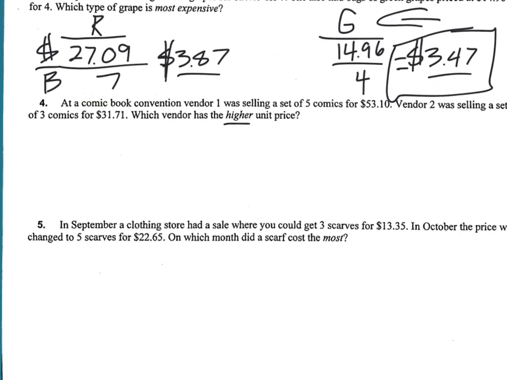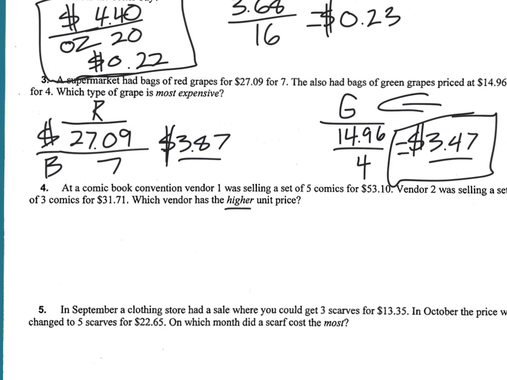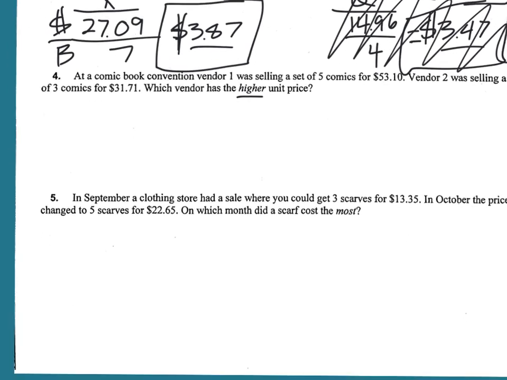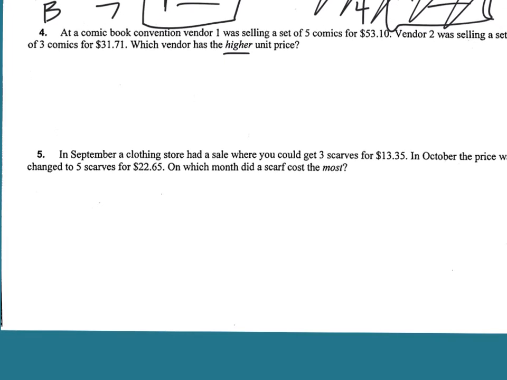And, oh, wait, you know what? Just to check, I wanted to look at number 3 again. I was wrong on number 3, wasn't I? Because it says most expensive. So the words matter. So we don't want this one over here. The red grapes are the most expensive. So you have to pay attention to what it's asking. So hopefully you learned from my mistake right there.